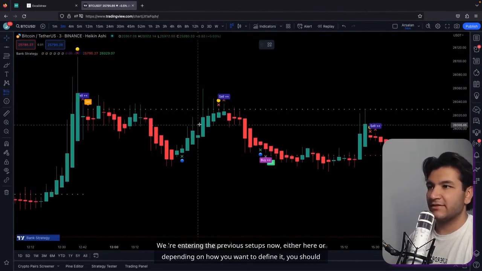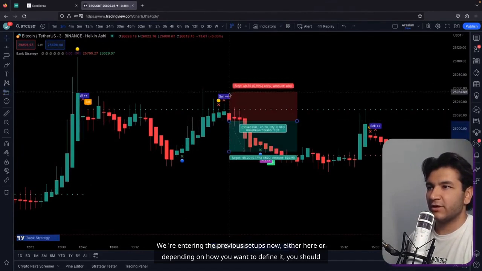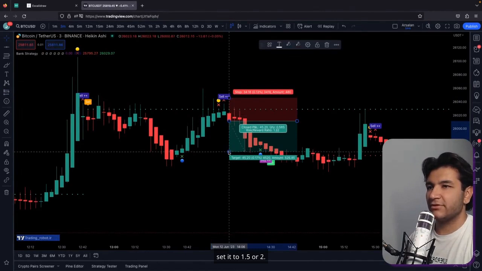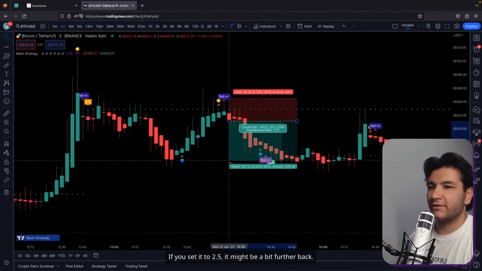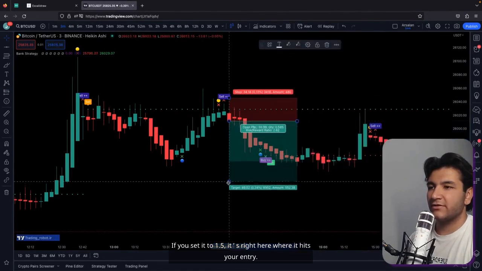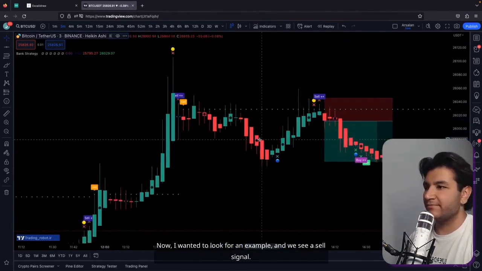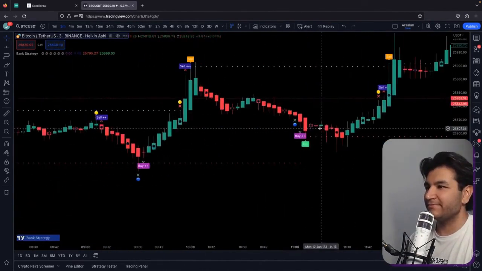We're entering the previous setups now, either here or depending on how you want to define it, you should set it to 1.5 or 2. If you set it to 2.5, it might be a bit further back. If you set it to 1.5, it's right here where it hits your entry. Now, I wanted to look for an example, and we see a sell signal.